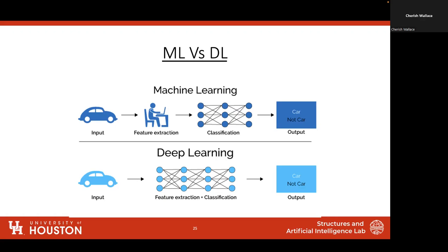So we still, as humans, have to do something. But in deep learning, we can input the image, and the feature extraction and classification, both tasks, are done by a neural network. So it's a bit complex, and we need more data for a deep learning model to train, and then it can predict whether it's a car or not a car.